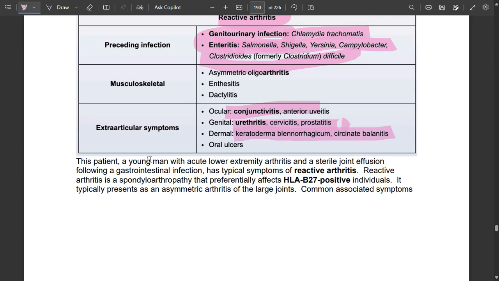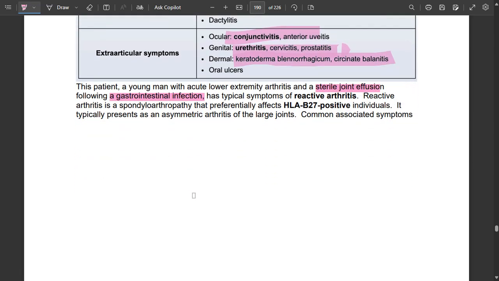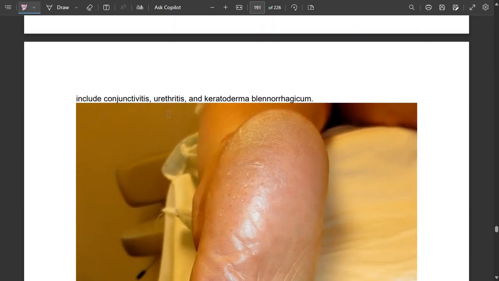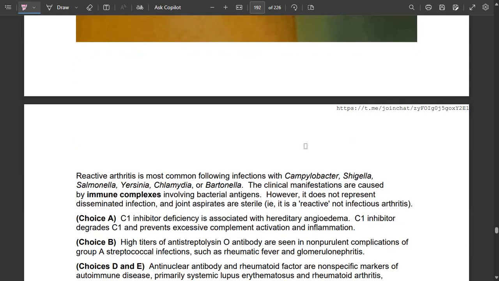This is a young man with acute lower extremity arthritis and a sterile joint effusion following a GI infection, which are typical symptoms of reactive arthritis. Reactive arthritis is a spondyloarthropathy that preferentially affects HLA-B27 positive individuals. It typically presents as an asymmetric arthritis of the lower joints. Common symptoms include urethritis and keratoderma, which is thickening of the skin, and keratoderma blennorrhagicum can also occur.